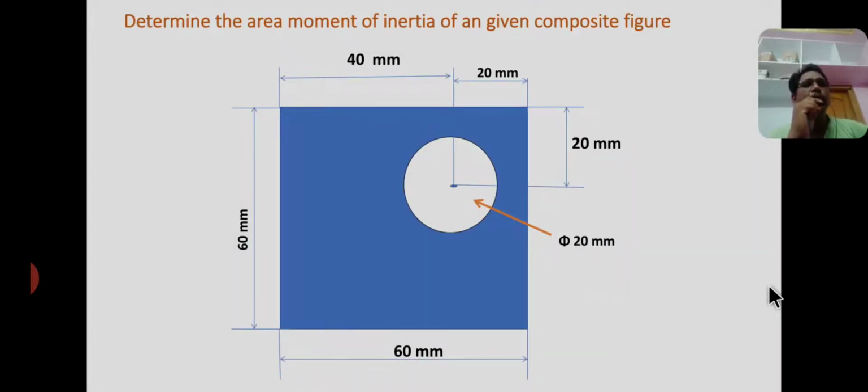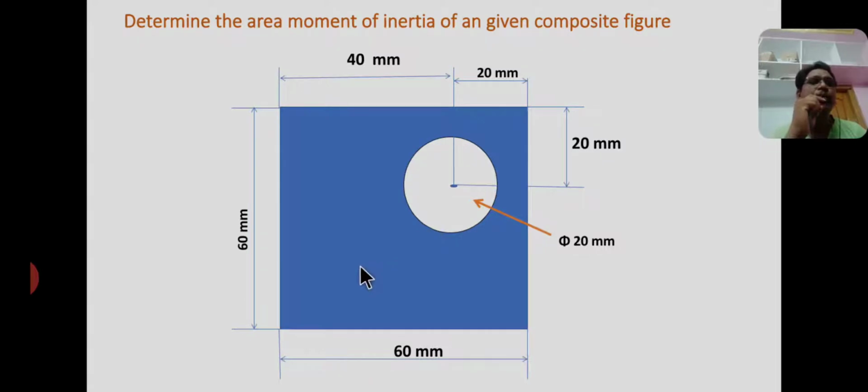Look at the problem. The question is, determine the area moment of inertia of a given composite section. So the figure consists of one solid square section and one hollow circle. This portion is hollow, this portion is solid. Therefore the given figure consists of one solid and another hollow portion.